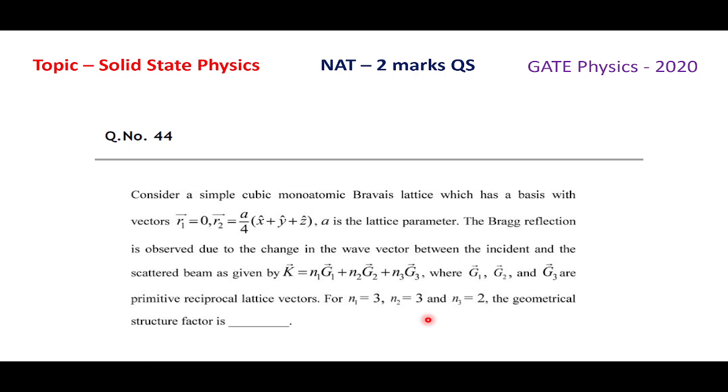So now I think it is clear to everyone. You have two basis points. You know how to put the points, find the geometrical structure factor, and then put the n1 to n3 values. That's the thing. Any doubt after that? I have told you all the things you have to do here.